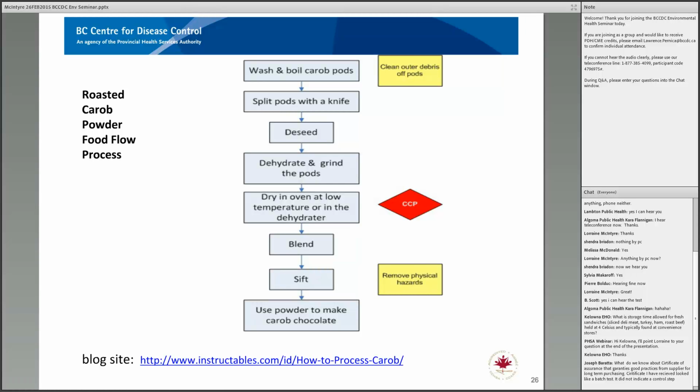You wash and boil the carob pods. This is what was recommended on this blog site, and this will help clean off any outer debris. You split the pod with the knife, de-seed it, dehydrate and grind the pods, dry in oven at low temperature in a dehydrator. And the site didn't give a temperature, but this would be considered the critical control point. Blend, sift to remove any other physical hazards like the stones and things that we talked about. And then the powder is ready to use to make carob chocolate.